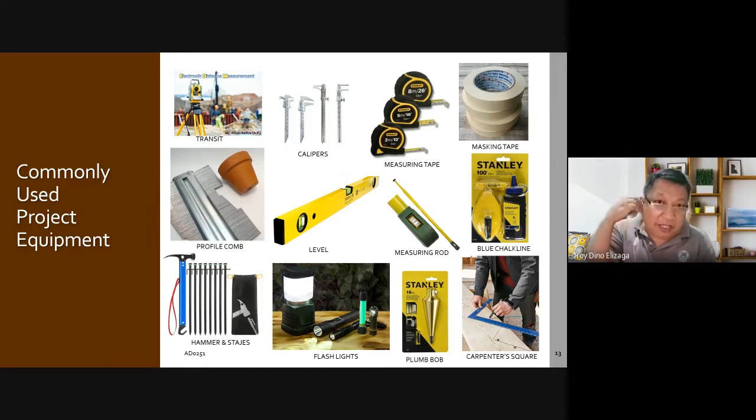The plumb bob is supposed to help you with horizontal measurements, so that horizontal lines, no? I mean vertical lines, I'm sorry. The plumb bob is supposed to help you with vertical lines, making use of gravity. I think this was discussed in your building tech. Also your carpenter square: if you need to make sure that lines are perpendicular to each other, we use the carpenter square.